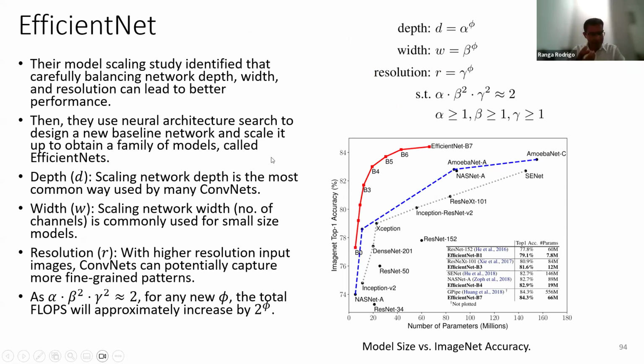When you double the amount of resources, how should you resize the network? So they designed a network called B0, and then you can see the number of parameters and top one accuracy. It's much higher than the networks that we studied, like ResNet and ResNeXt and so on. So EfficientNets are very good. I will not give you a lot of details about EfficientNet.